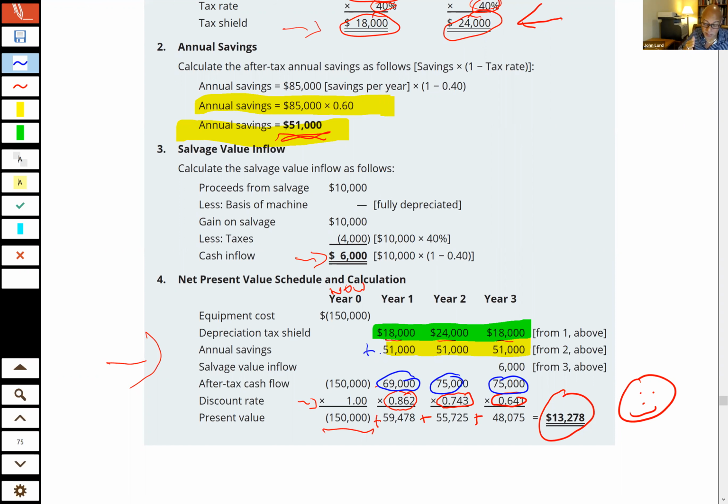Now, if the tax shield was the same each year, I could have used the present value, but I'd have to remember to add those two numbers together. Then I could have used the present value of the annuity factor. Or I could have computed the depreciation and then added the present value of the 51 for the next 3 years. You could have come up with the present value of the depreciation tax shield using the factor for each year, and then used the present value of the annuity factor for the 51,000. I think that is more dangerous than the way they did it.